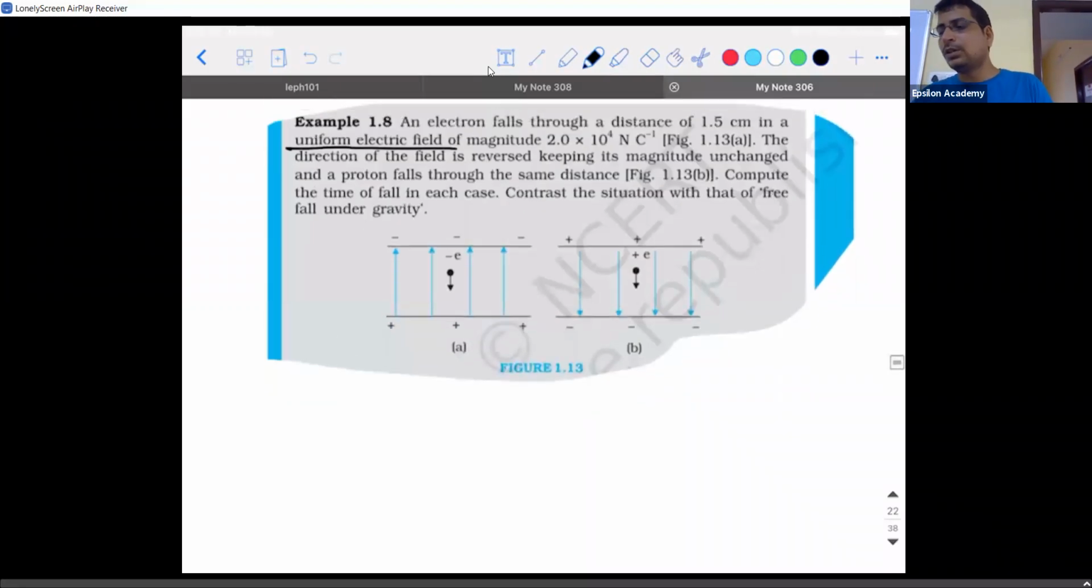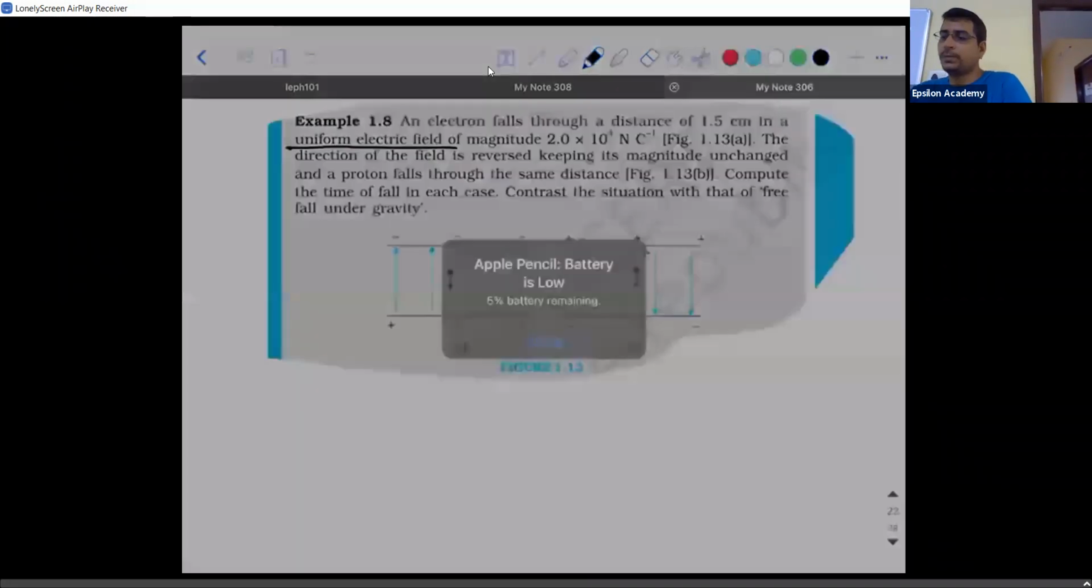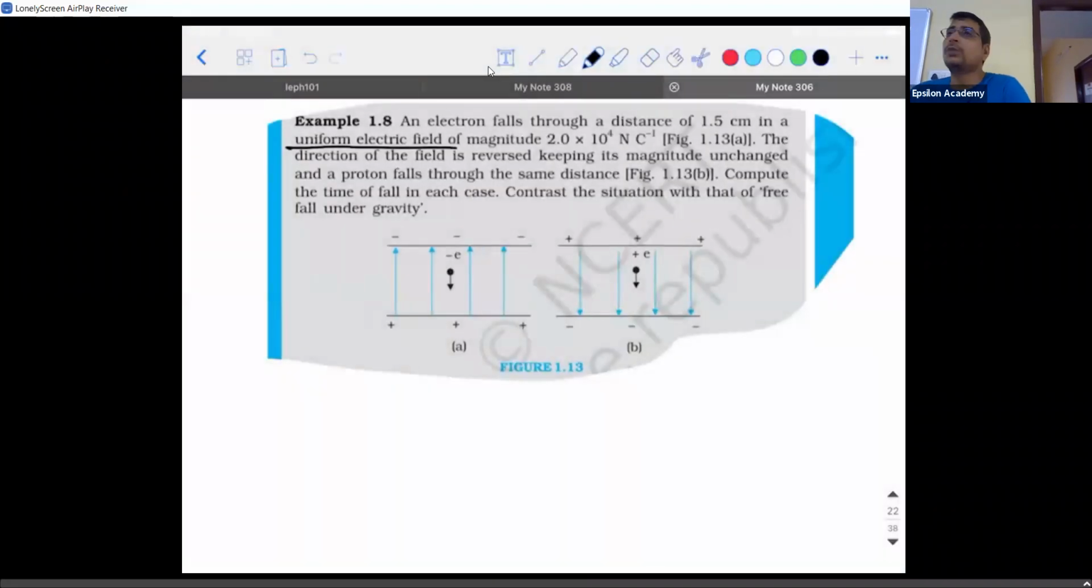Before we solve this, there are not many mathematical equations involved. It's a simple thing, but you need to understand the physics behind this problem. They are saying there is a uniform electric field, right? So in a uniform electric field, you have a set of parallel lines. And remember, electric field is always away from the positive charge and towards the negative charge. So if there is a positive and a negative charge separated by a distance, electric field is always in that direction. So in the first case, there is an electron dropped.